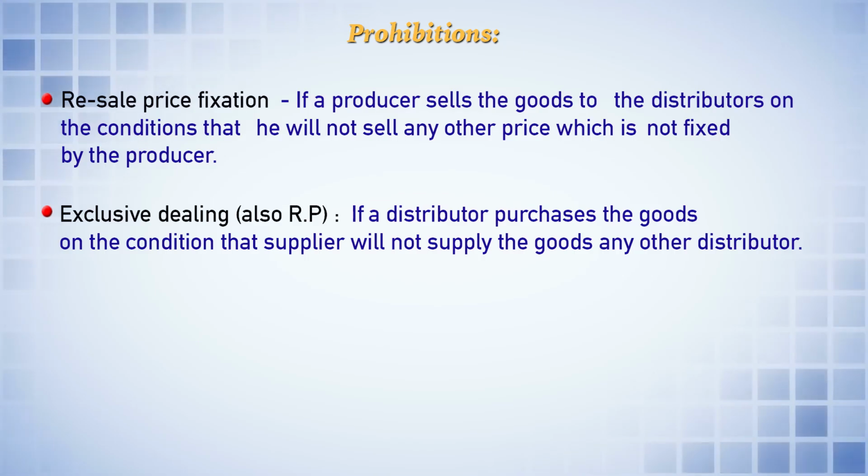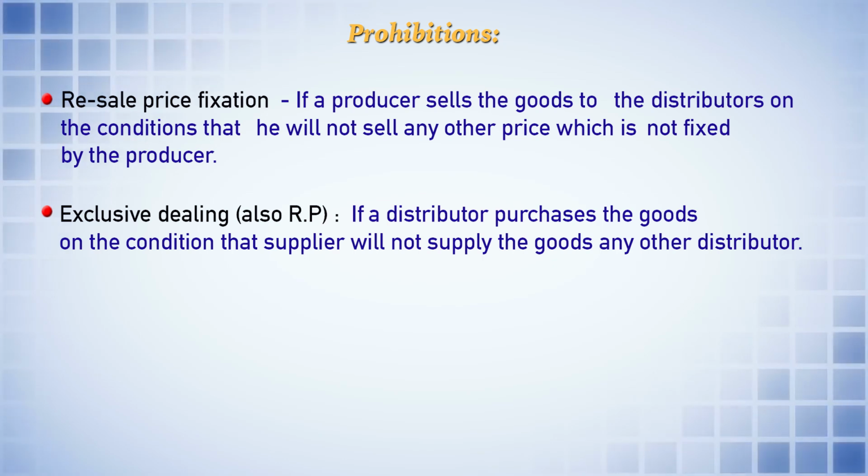Then exclusive dealing also relates to restrictive practice. See, the Consumer Protection Act and the Competition Act prohibit two things: one is unfair trade practices, which we discussed already, and the other is restrictive practice. Now we are dealing with restrictive practice. If a distributor purchases the goods on the condition that the supplier will not supply the goods to any other distributor, then again it is an exclusive dealing.